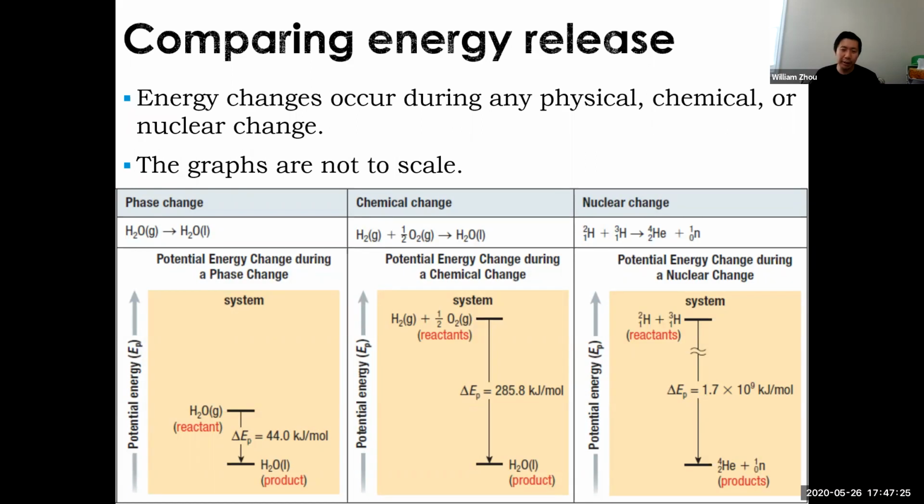But check out nuclear. If you fuse hydrogen into helium, you will generate, get this, 1.7 times 10 to the 9 kilojoules per 1 mole of substance. That is 1.7 billion kilojoules. That is not in the same stratosphere as the other two. So nuclear energy is tremendously efficient. If we can manage to harness that, then we're good. All right, but no, we can only do that very inefficiently in a fission plant.